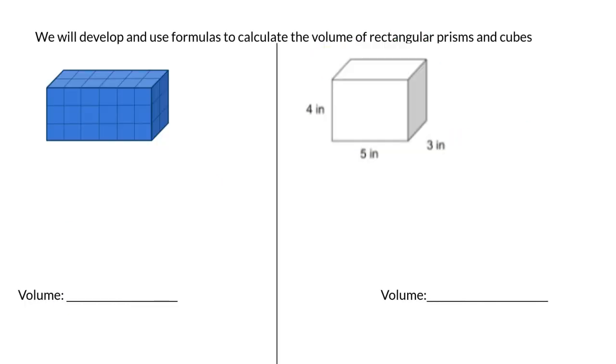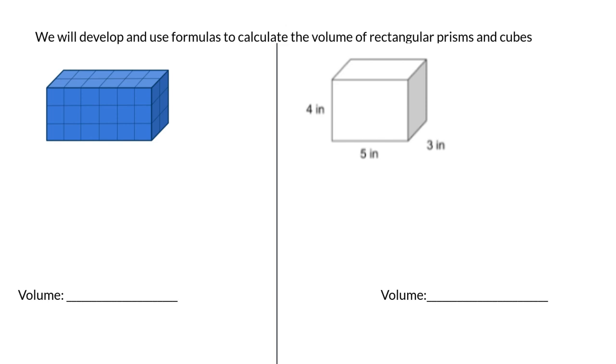Okay, here's a little bit more practice with our learning target. Again, we're going to work to use that formula of volume equals length times width times height to calculate the volume of rectangular prisms and cubes. So we're going to start with this rectangular prism that is on the left side of the screen, the blue one. I see that the side lengths are not labeled, or our dimensions are not labeled.